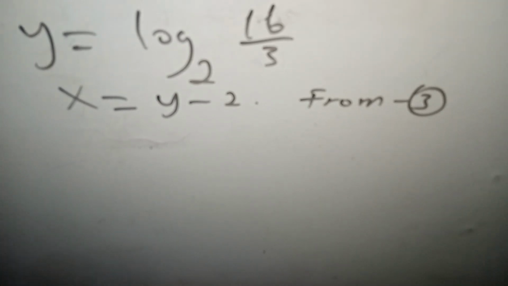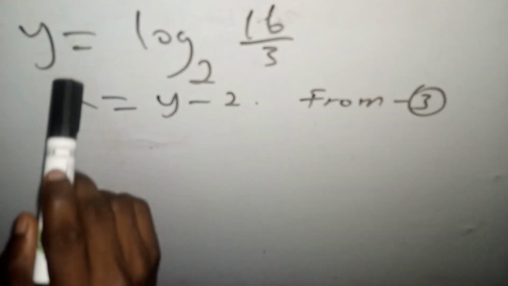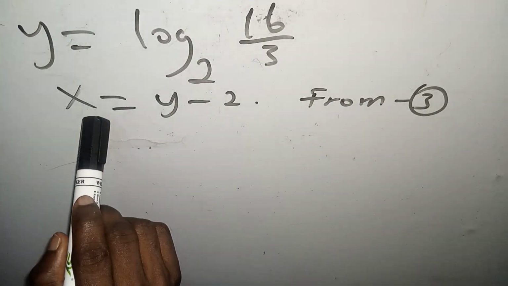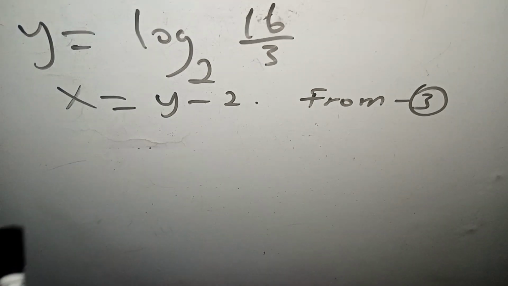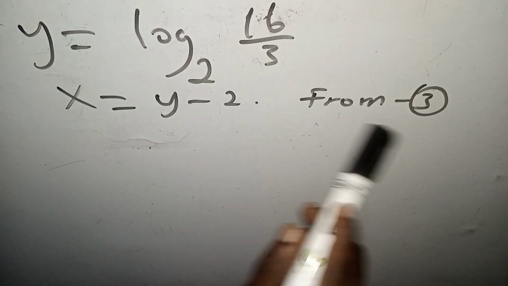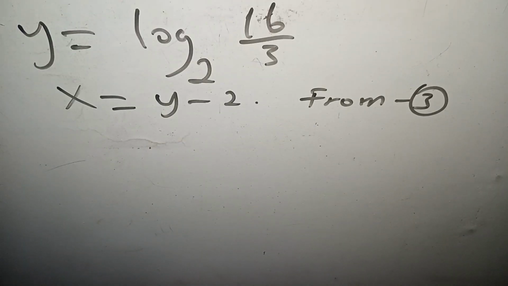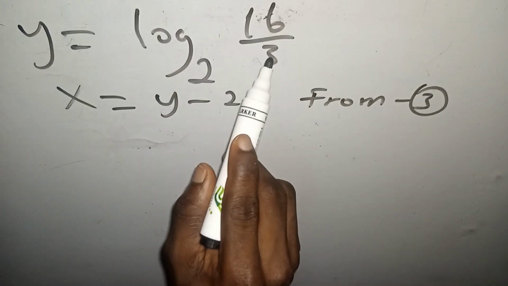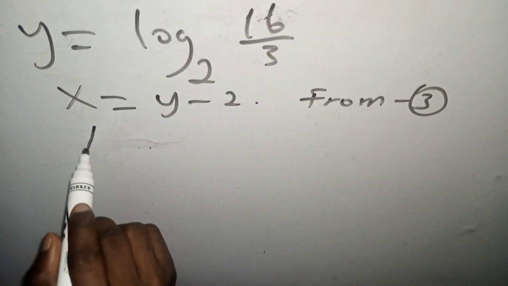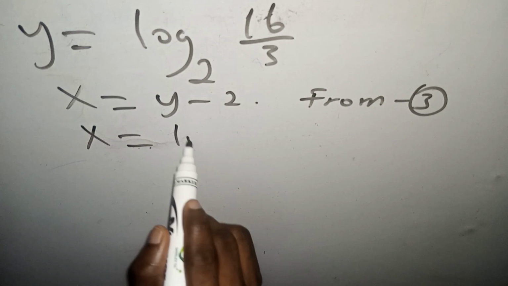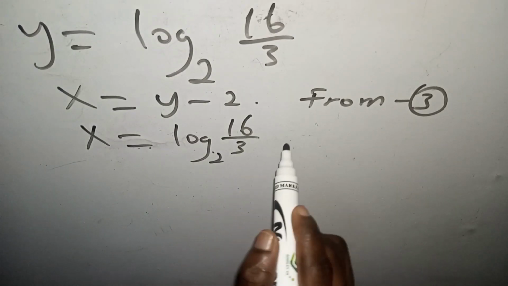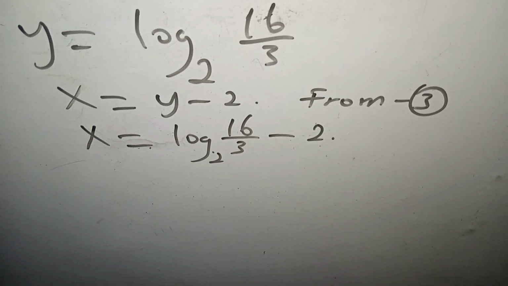Okay, since we've gotten y to be equal to log 16 over 3 to base 2, then our x is equal to y minus 2 from our third equation. So what are we simply going to do at this junction? In the place of y, we are going to plug in log 16 over 3 to base 2. So we are going to have our x is equal to log 16 over 3 to base 2 minus 2.